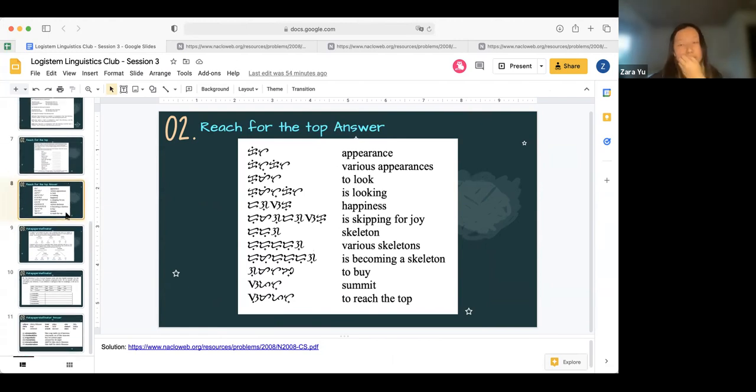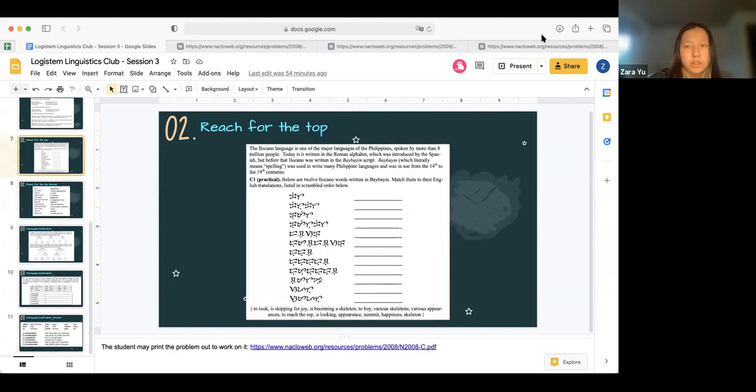So I'll give you guys like 10 to 15 minutes again for this problem. This one's a bit harder and the answers are on the second slide, but I'm gonna put you in your breakout rooms again so you guys can have time to do this with some partners if you want to.